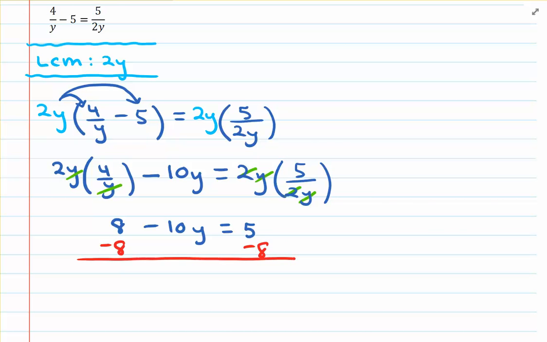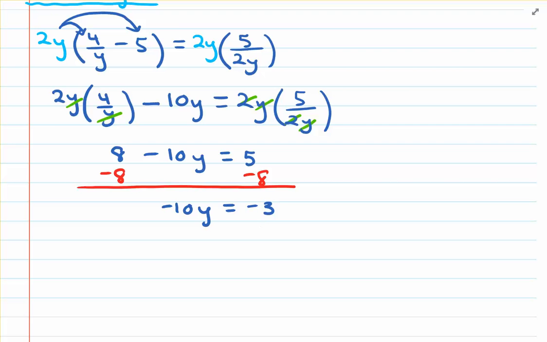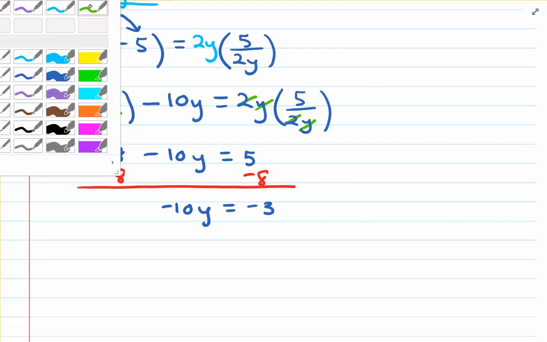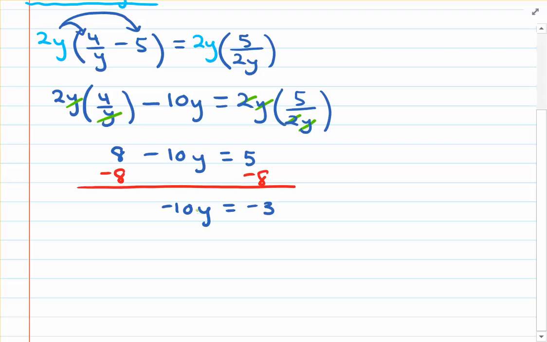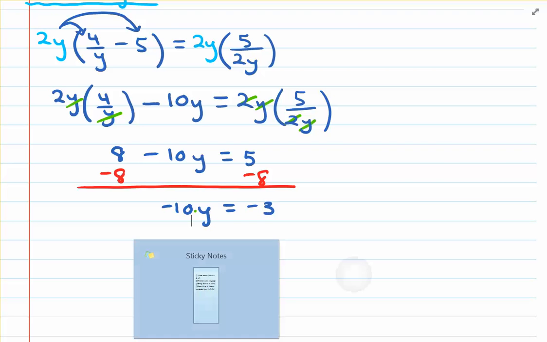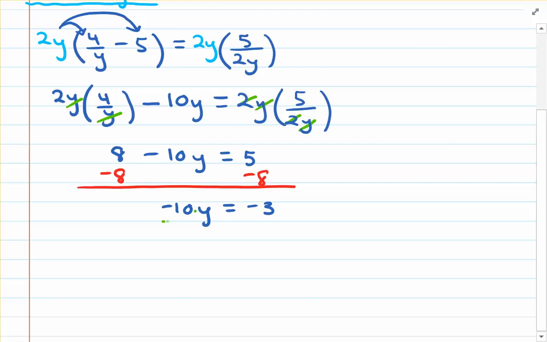And what's going to be left over on the left-hand side is negative 10y. On the right-hand side, 5 minus 8 is negative 3. So one step away, we have to think about taking care of that negative 10 that's directly in front of y. So do recall that when the number is directly in front of it, it is multiplication. So again, like in the last examples, what we'll do is divide both sides to isolate the variable. So in this case, we're going to go ahead and divide both sides by negative 10.